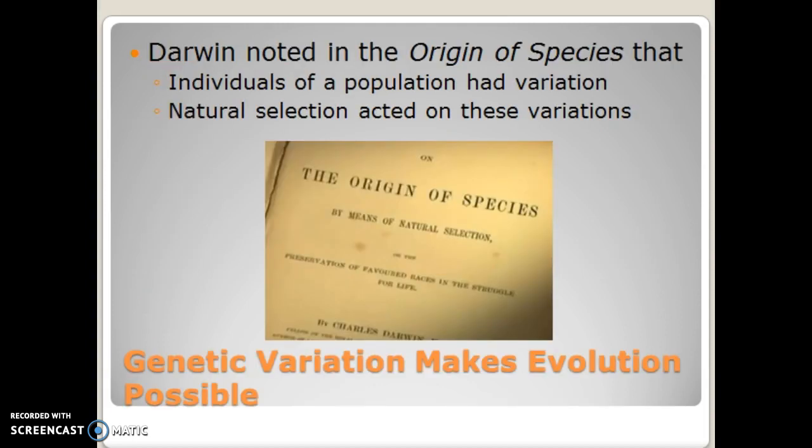So back to a little bit about Charles Darwin. Genetic variation makes evolution possible. Darwin, we all know what he's known for, Origin of Species. He noted in this book that individuals of a population had variation. For example, one horse might have brown hair and another horse might have black hair.